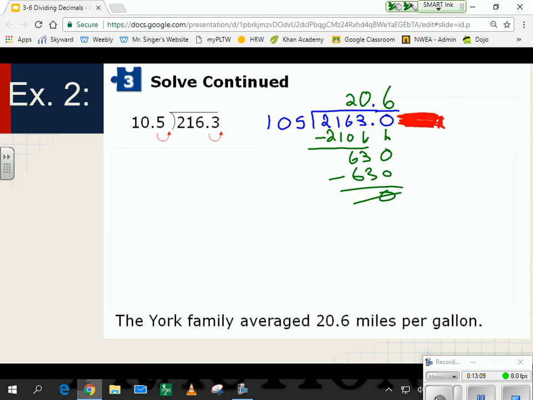So as a true word problem fashion, we would write it as a whole sentence. The York family averaged 20 and 6/10 miles per gallon for that 216 plus miles they traveled on 10.5 gallons. It's pretty good at 20 miles a gallon, probably a bigger vehicle, so I'd be pleased with that if my truck got that. That'd be pretty good.